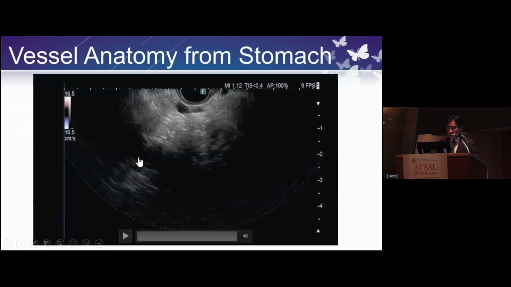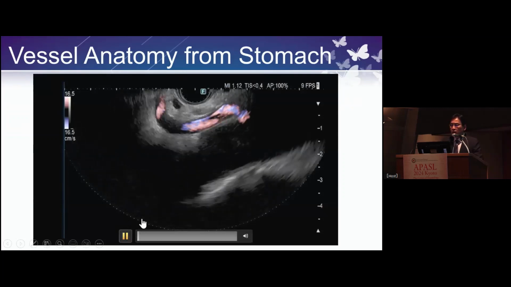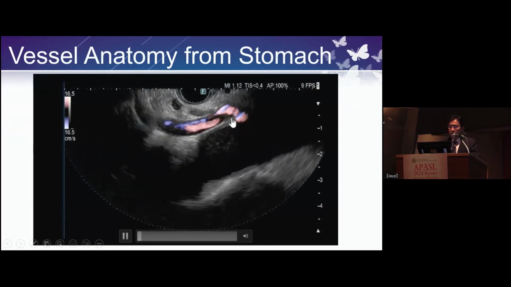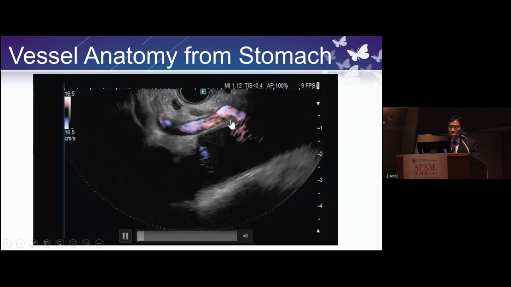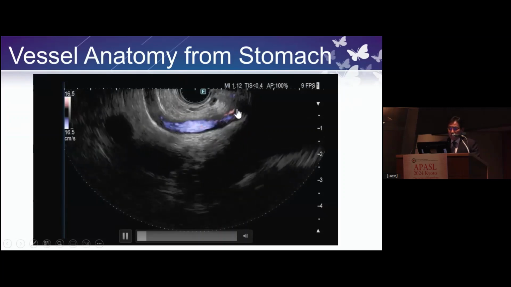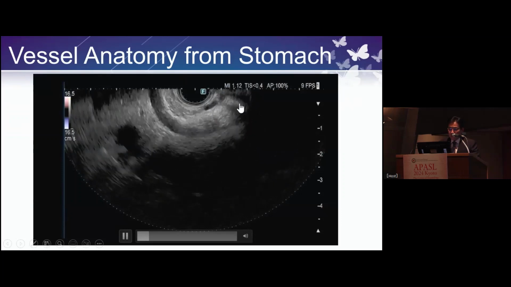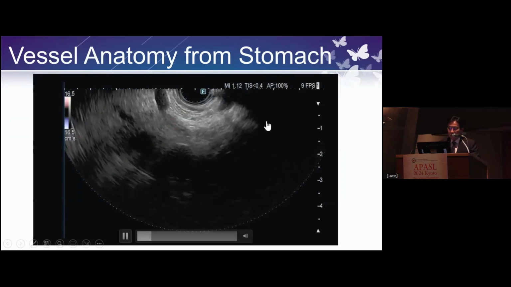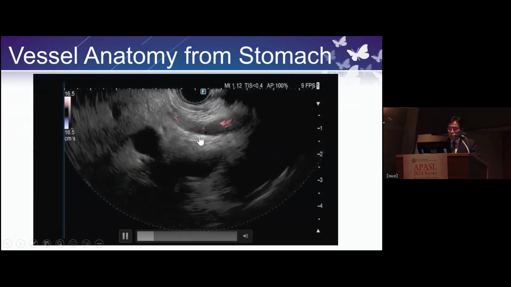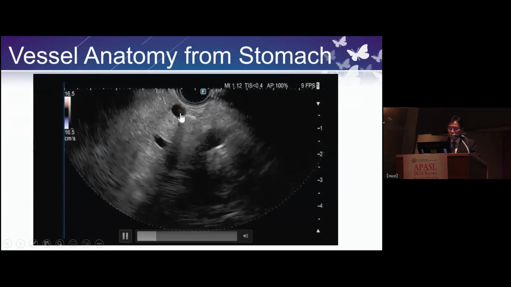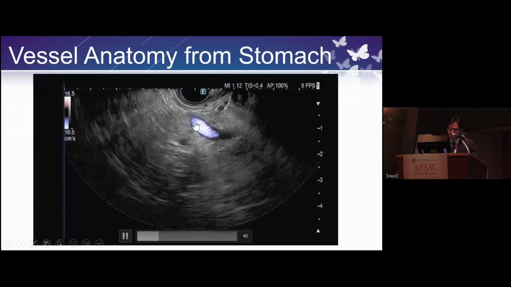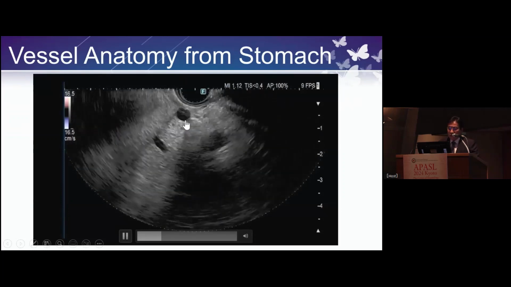So this is a video. I follow the vessels from the stomach. At first, I visualize the aorta. This is the aorta. This is the celiac. And around here, we can see the left gastric artery. And I push down, and I follow the CHA. This is the CHA. And with counterclockwise rotation and pulling back the scope, I follow the CHA.